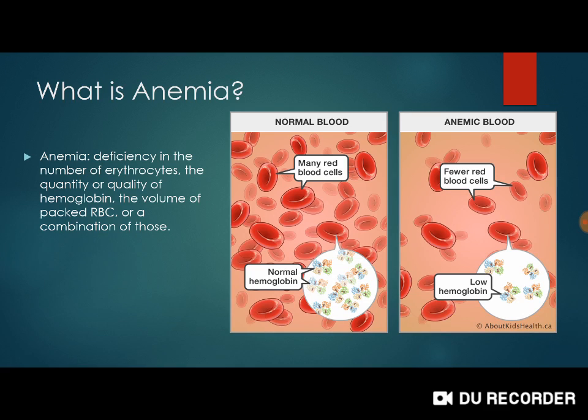So what is anemia? Anemia is a deficiency in the number of erythrocytes, as you can see in the picture on the right, the quantity or quality of hemoglobin, the volume of packed red blood cells, or a combination of those.